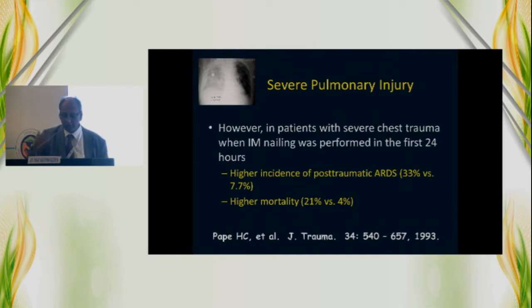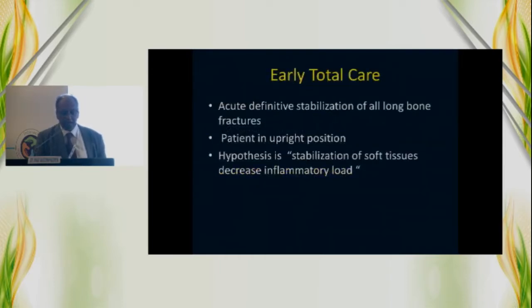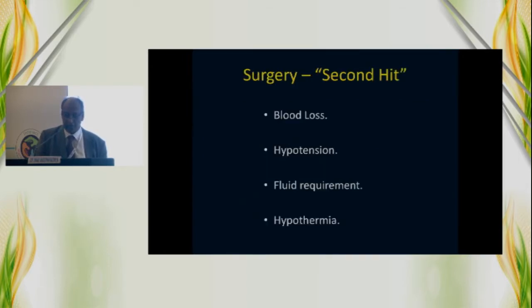So this concept of the second hit came about, and one started looking at this a little more carefully, because early total care was based on the hypothesis that stabilization of the soft tissue and bones decreased the inflammatory load and also helped patients move about and get into the upright position. But surgery was also a second hit, because you had increased blood loss, you could further drop the blood pressure, the fluid requirement increased. Patients were often hypothermic during surgery because we tended to keep the OT temperature levels very low.